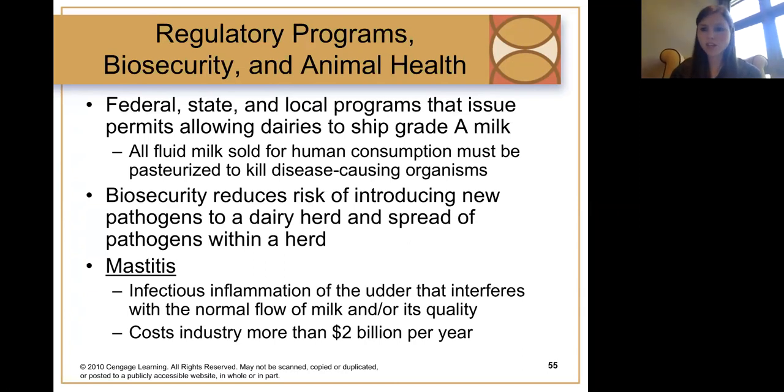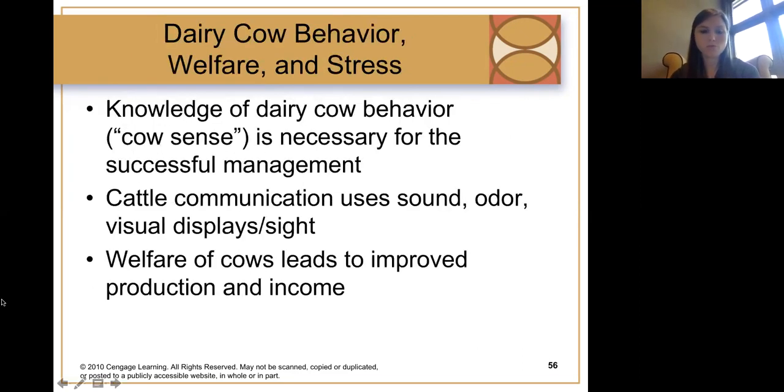Then biosecurity is really important to reduce the risk of introducing new pathogens to a dairy herd and reduce the spread of pathogens within a herd. And then again, mastitis, which we just talked about, can interfere with the normal flow of milk and milk quality, and it can cost the industry more than $2 billion per year. So it's a big issue in the dairy industry, and you need to make sure that you're trying to prevent it.